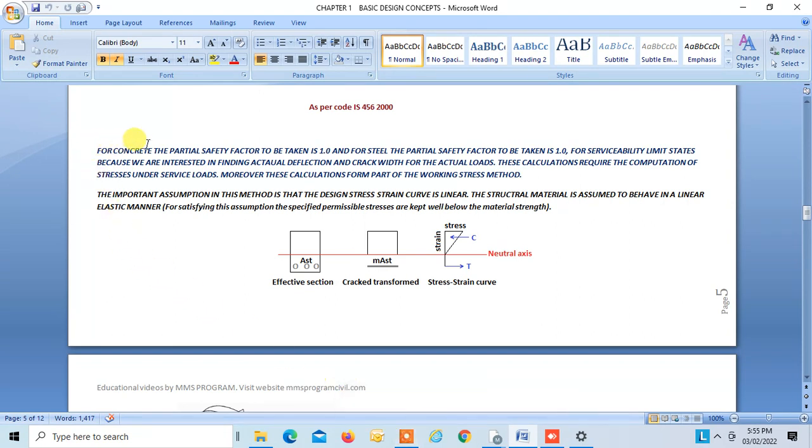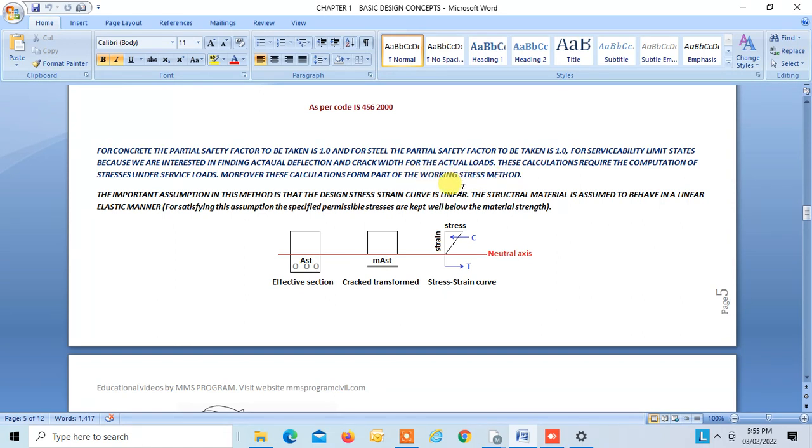For concrete, the partial safety factor to be taken is 1, and for steel, the partial safety factor to be taken is 1 for serviceability limits. This is for serviceability limits, because we are interested in finding the actual deflection, actual crack width for the actual loads. This calculation requires the computation of stresses under service loads, and moreover this calculation performs a part of the working stress method.